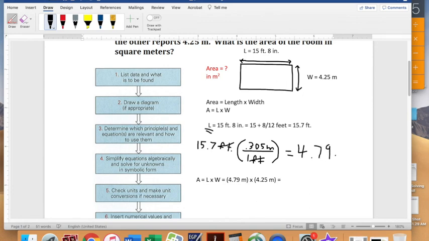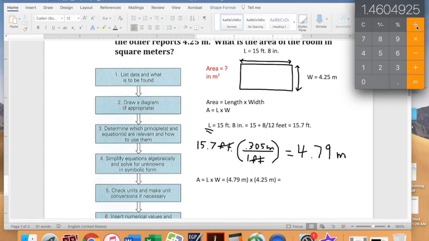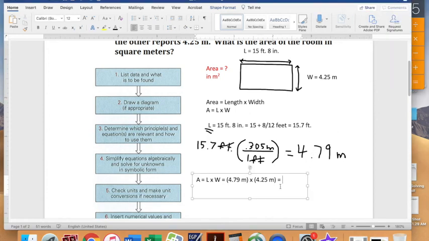So this was 4.79 meters. It was 3 sig figs, and we had to round up correctly. So 4.79 meters times 4.25 meters is our length times width, and that is equal to our final answer, which I think it's 20.35. So we round up to 20.4 meters times meters, so it's 20.4 meters squared. That is the area of the room. And that's my final answer.